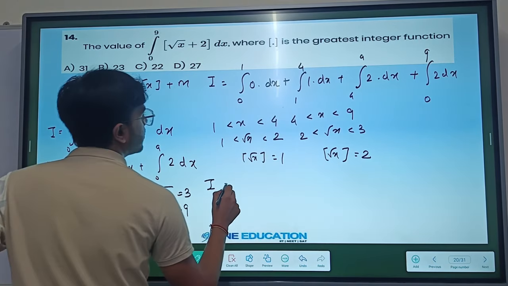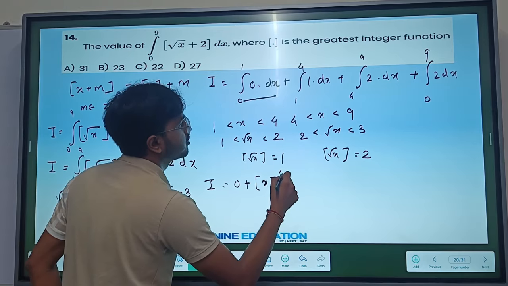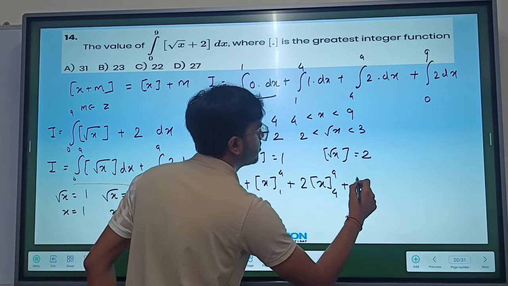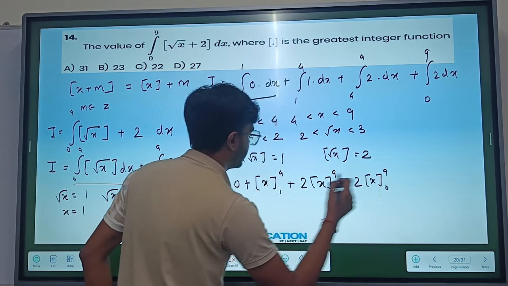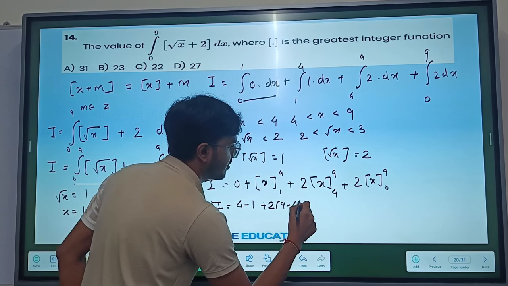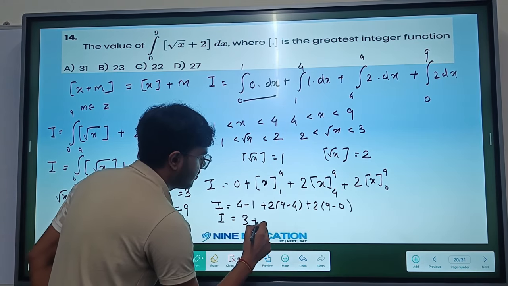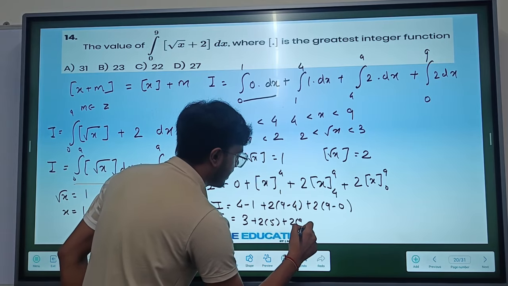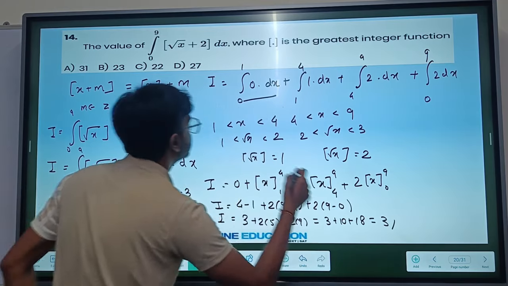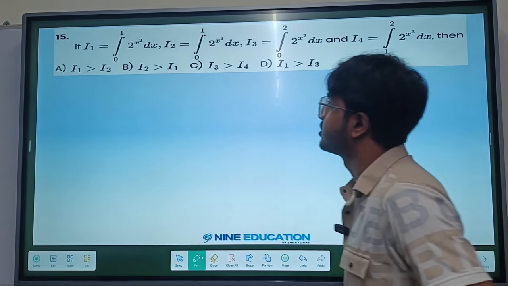So substitute: 0 is anyway 0, integration of 1 dx is x from 1 to 4, integration of 2 dx is 2 of x from 4 to 9, plus 2 of x from 0 to 9. So this will be 4 minus 1, plus 2 times 9 minus 4, plus 2 times 9 minus 0. So 3 plus 2 into 5 plus 2 into 9. So 3 plus 10 plus 18, that is 31. Option A. Let's move to the next question.